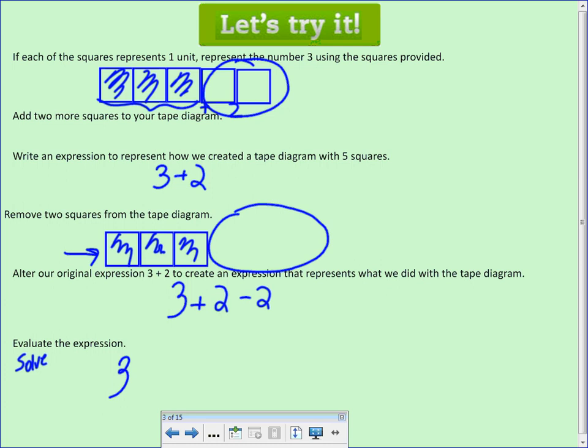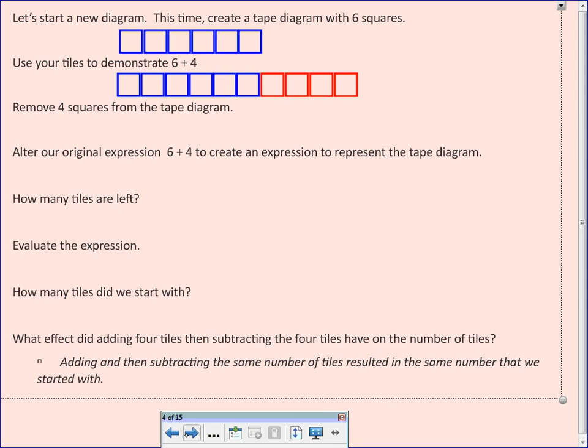So if I add a number and take the same amount away, what am I left with? Not 0. The same number you started with. Exactly, the first number that we started with. See, I still have those original 3. Let's try another example, okay? And maybe it'll be a little clearer.